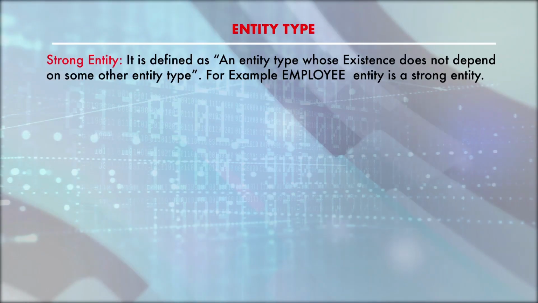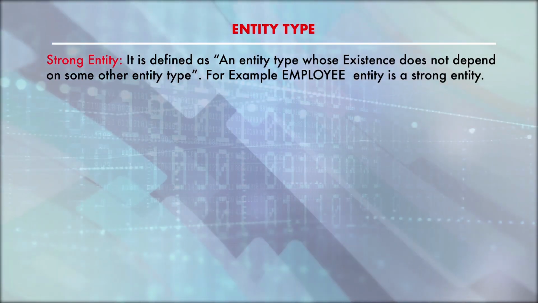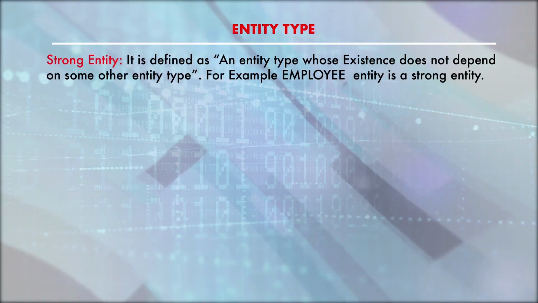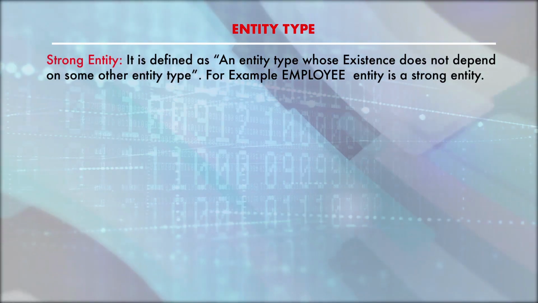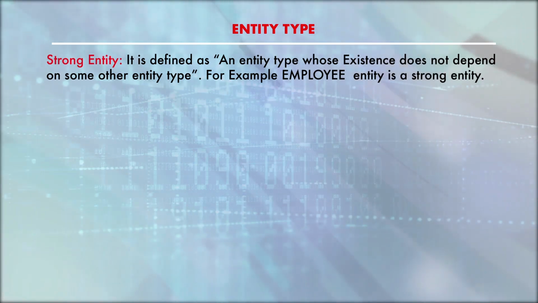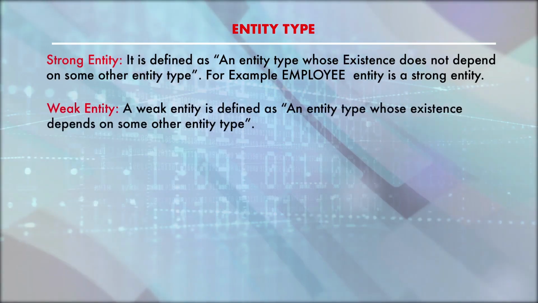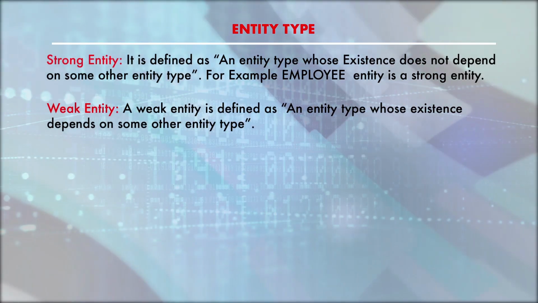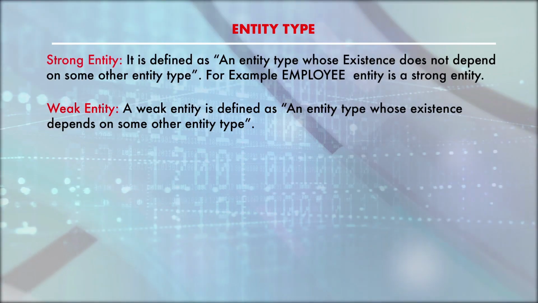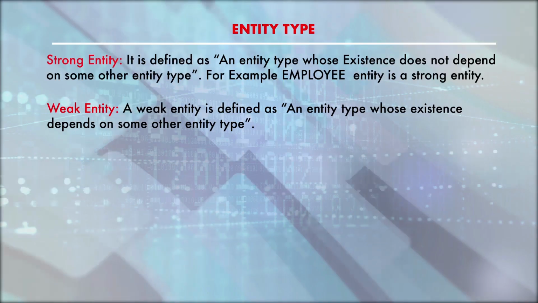Now, one thing is very important for us to understand: on the basis of the property of the entity, we define the type of entity, and basically entities are of two types. One is the strong entity, another is the weak entity. Strong entities are those entities which have their own independent existence, but weak entities are those entities which depend on some strong entity.